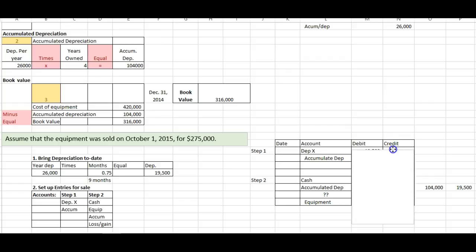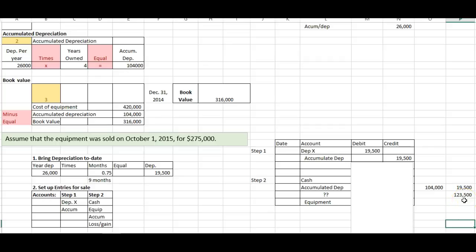Let's get everything straight. So I will do an entry that's sort of like an adjusting entry for depreciation of $19,500 to the accumulated depreciation of $19,500. Now I have a total of accumulated depreciation of $104,000 plus $19,500, and that will give us a total of $123,500, I think.